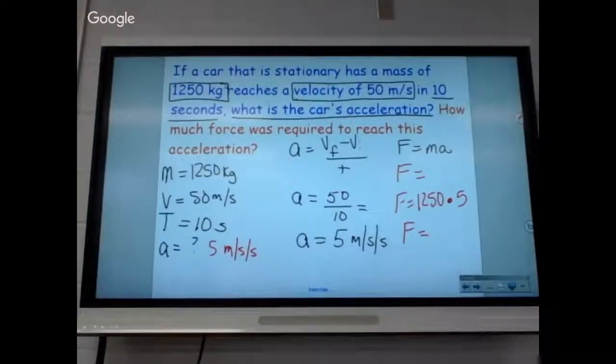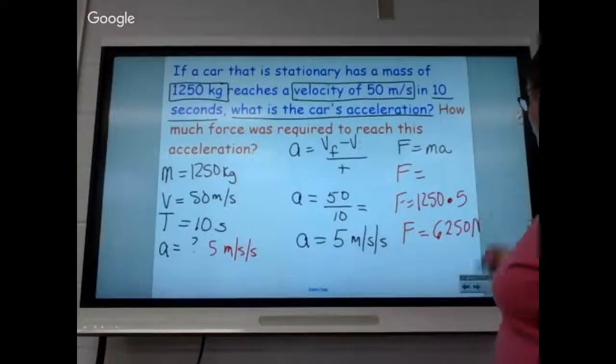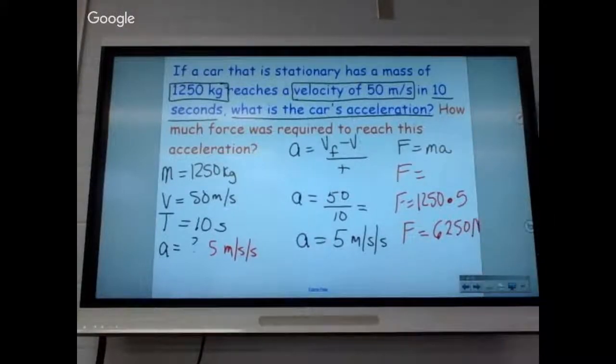I think it's around 7,000, but the last two is 0. 6,250. And 5. 6,250 newtons. Questions? Any questions? Because you're going to have to do some of that today and turn in.